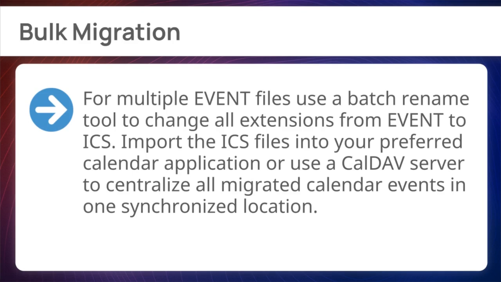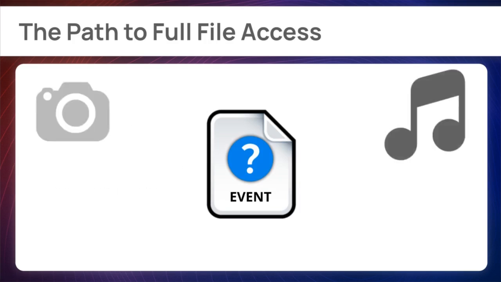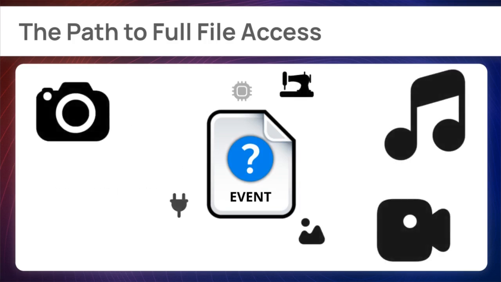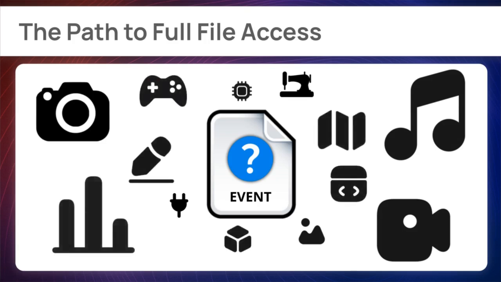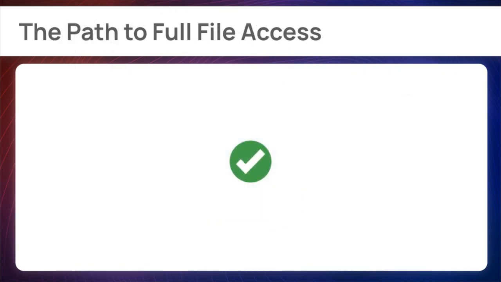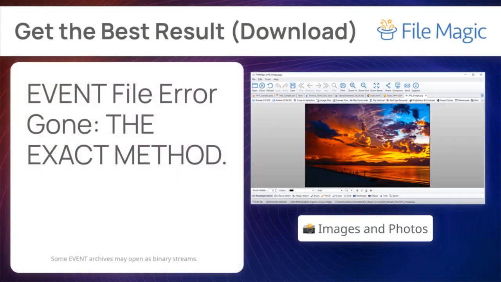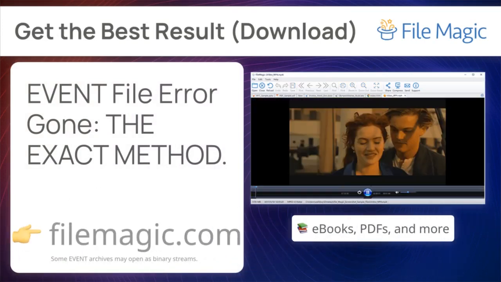Import the ICS files into your preferred calendar application, or use a CalDAV server to centralize all migrated calendar events in one synchronized location. If compatibility checks failed, it is likely because the file extension name is shared by different developers for unrelated formats, causing your PC to use the wrong reading language. An effective path forward often involves using a format-agnostic utility that is designed to prioritize actual data content over the potentially misleading extension name. When specialized tools fail on your file, the problem demands a universal decoding ability.